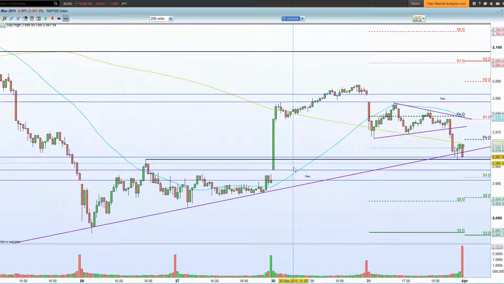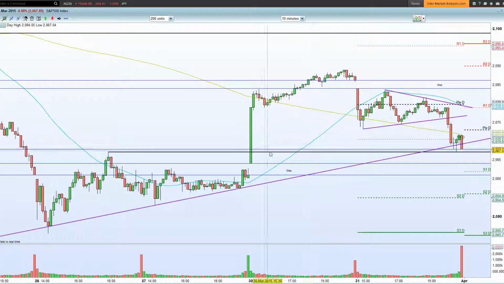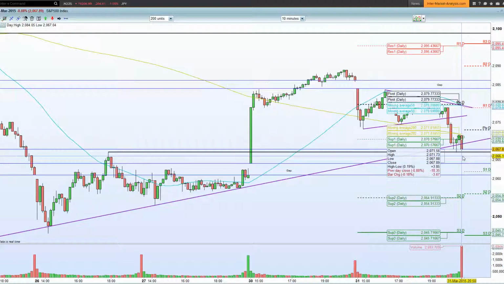10-minute chart of the S&P 500, we have this diagonal trend line, which is a key. We will need to recapture that and hold that to remain bullish. We have an unfilled gap above at 2085, therefore that should act as a magnet. We have previous resistance equals support. So there's a hell of a lot of support with regards to the S&P 500 in this region.